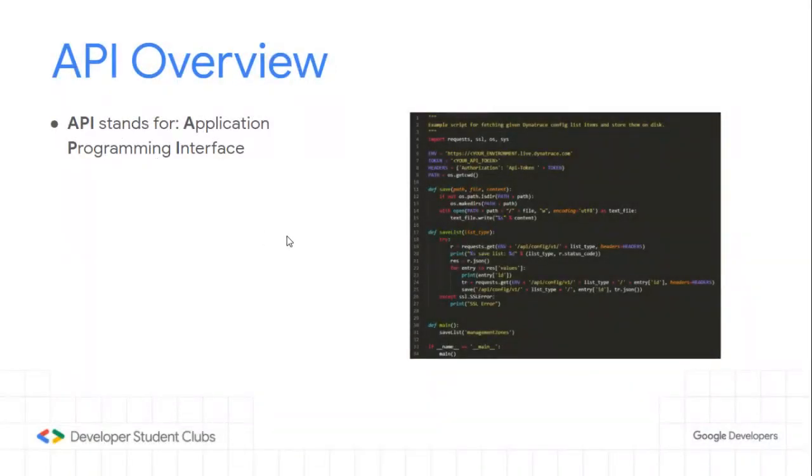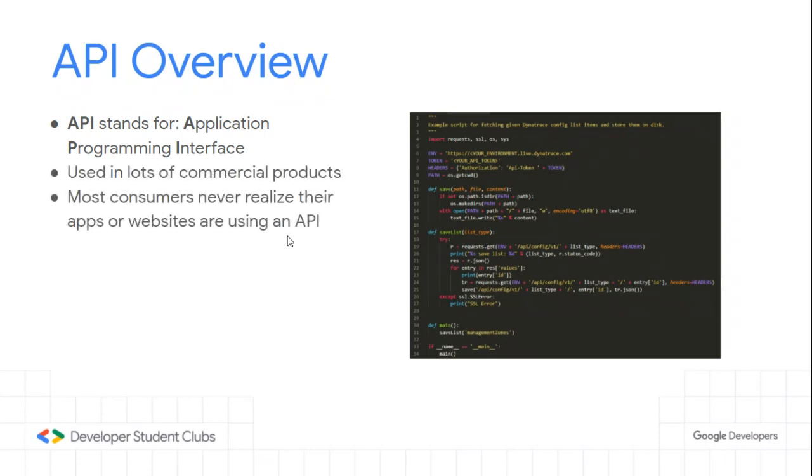It stands for Application Programming Interface. It's used in tons of commercial products. And it's used so commonly that most consumers never realize that their apps or their favorite websites are actually using an API in the first place. So it's very under the hood, but it's very useful for making modern technology work the way it does.